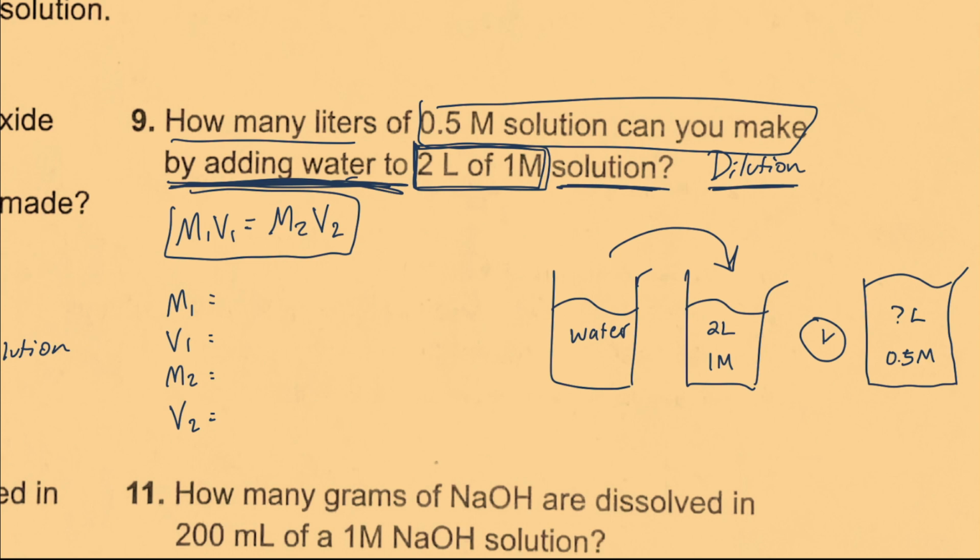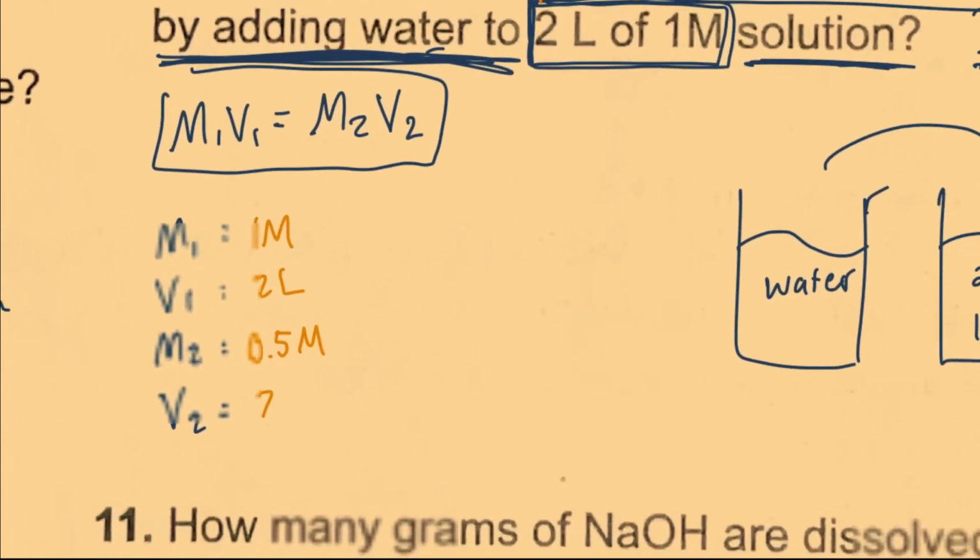If this is overly tedious and I'm going into too much detail, I'm sorry. You can fast forward through what I'm doing and get the stuff that you need. 1 molar is the original molarity here. The original volume is 2 liters. Molarity 2 is 0.5 molar, because that's what we're trying to make. And we're trying to solve for the new volume.